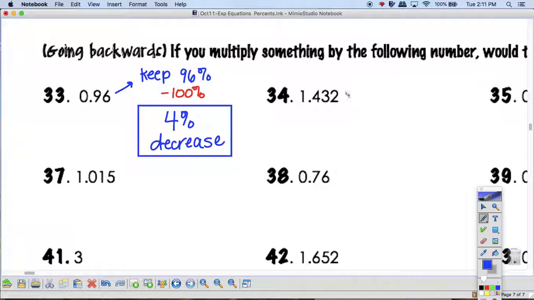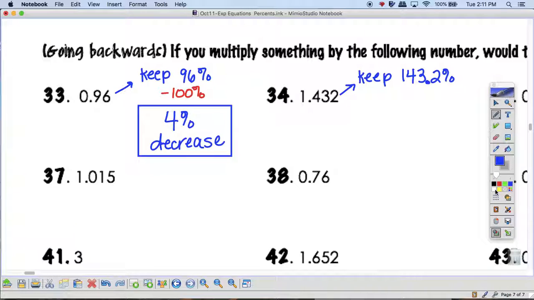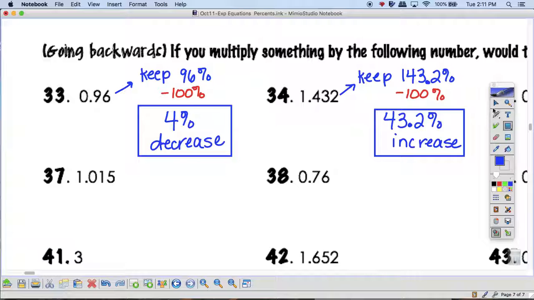Okay, I'll do one more with you. If I multiply by 1.432, that means I am keeping 143.2%. Okay, so I need to figure out how much extra I have from 100. To see how far away that is from 100%, that is 43.2%. Do I have more or less than I had before? Since it is bigger than 1, it is going to be an increase. Okay, so that's how you're going to do these.